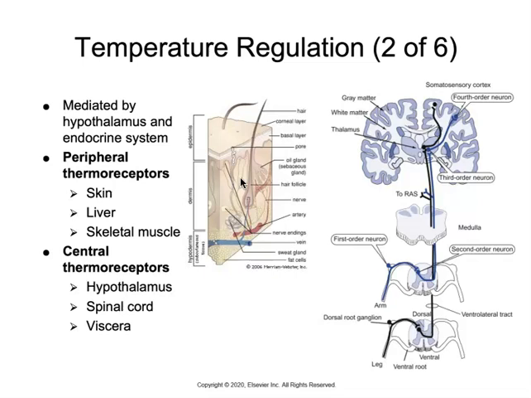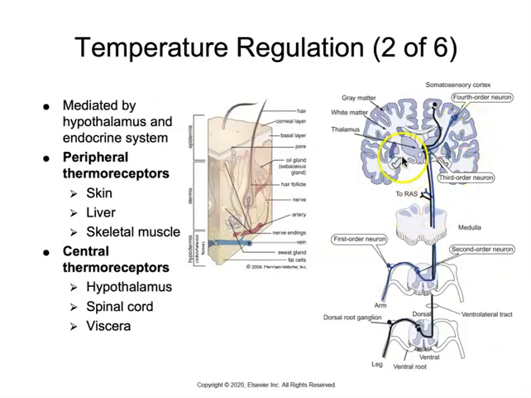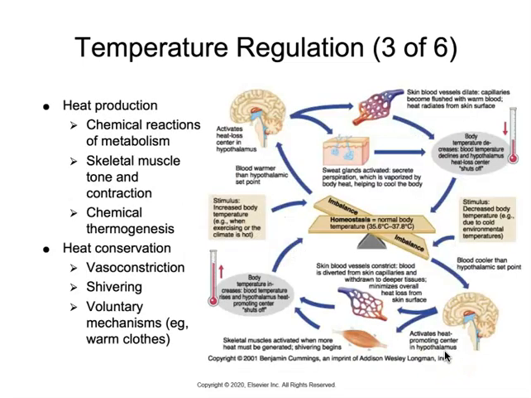And our central thermoreceptors are in the hypothalamus, which we don't see pictured here, but would be in the lower region of the brain here, our spinal cord, and our viscera, meaning our organs. So let's talk about heat production first.